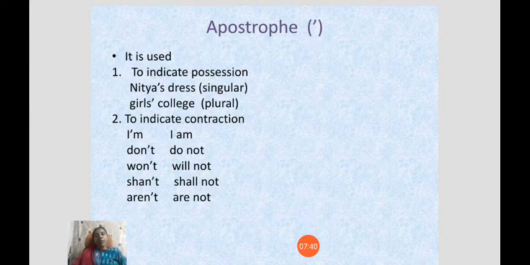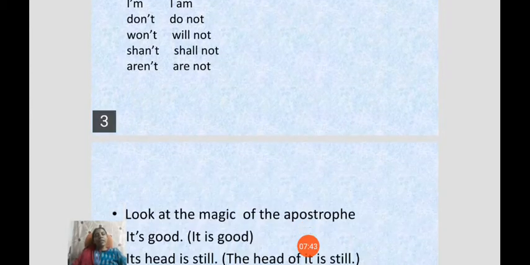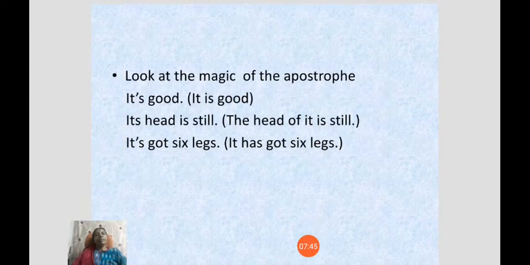Now let us see the magic of the apostrophe here. The first sentence is: it's good. The second is: its head is still. The third is: it's got 6 legs. These are the 3 sentences given. In the first sentence, we are using an apostrophe.